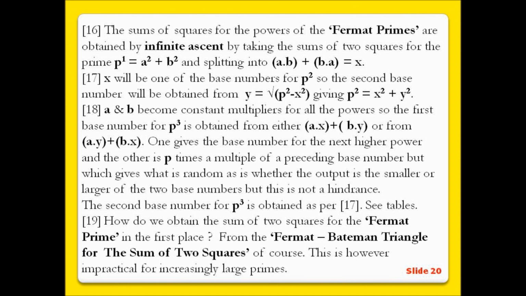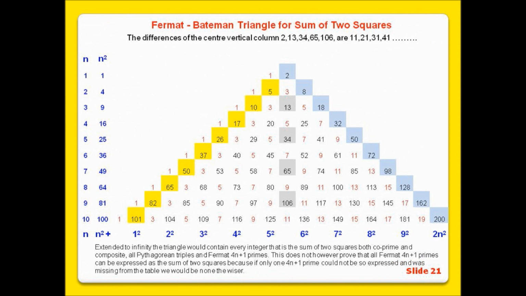One gives the base number for the next higher power, and the other is p times a multiple of a preceding base number, but which gives what is random, as is whether the output is the smaller or larger of the two base numbers, but this is not a hindrance. The second base number for PQ is obtained as per 17. See tables. How do we obtain the sum of two squares for the Fermat prime in the first place? From the Fermat-Bateman triangle, or the sum of two squares, of course. This is, however, impractical for increasingly large primes.